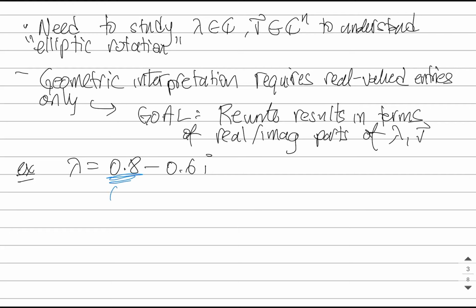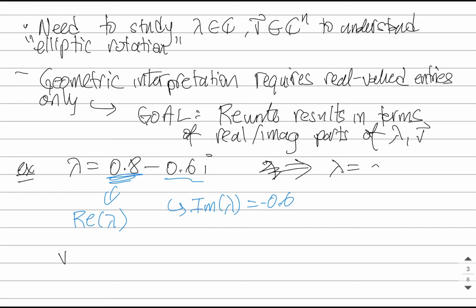This right here would be the real part of the lambda. And in this case, the imaginary part of the lambda would be negative 0.6. That means whenever we've got a lambda, you can always write it as a plus bi, or if you feel like it, a minus bi. They always have to come in conjugate pairs for our situation.